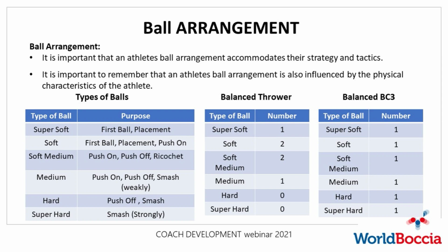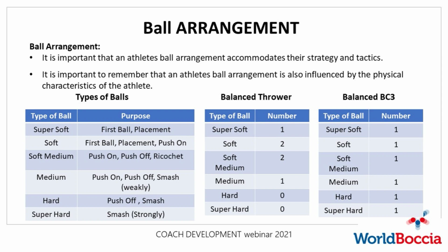A soft medium can be used for a push-on, push-off, and ricochet. A medium ball used for push-on, push-off, and a weak smash shot. And then our hard ball used for push-off and smash, and a super hard ball used for a strong smash.